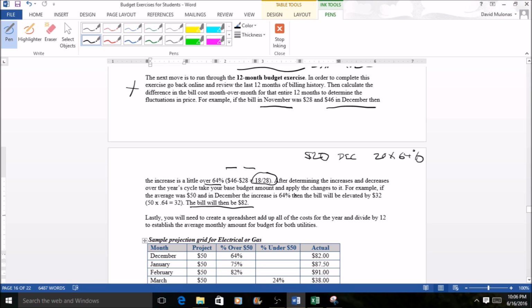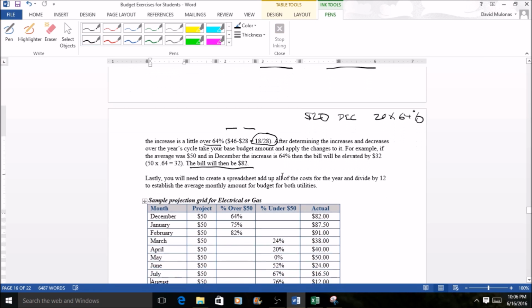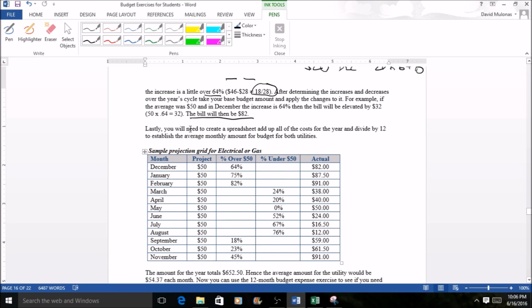You need to do this for a 12-month cycle, and you can see that we have a grid here where we start with the projections. Here's our $50, and then here was the increase. Then you had some months where it was under, so the bill went down. Here you see it going up, then here you see it go down, and then it kind of stays going up a little bit. Here it stayed flat. Here it was trending down, and then it started popping back up again.